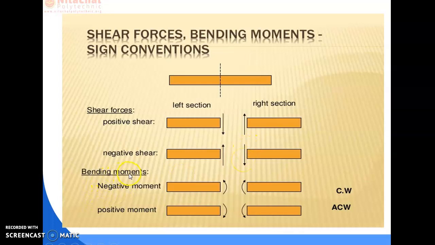In the case of bending moment, negative bending moments are produced by upward forces and positive moments are produced by downward forces. But in our bending moment calculation, we take the bending moment produced by the downward force as negative and upward forces as positive.